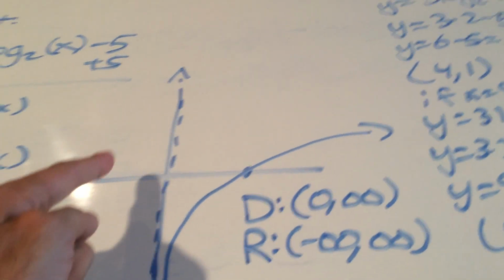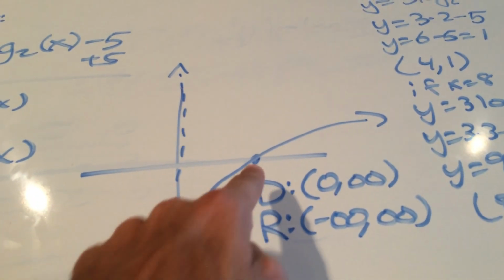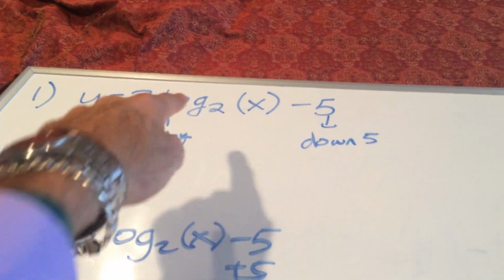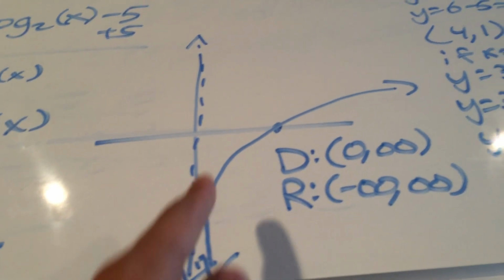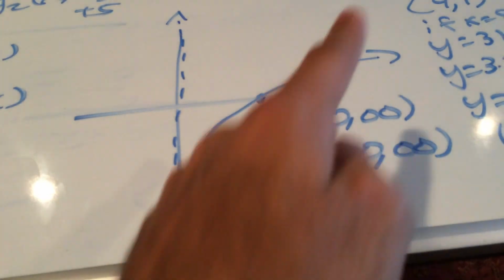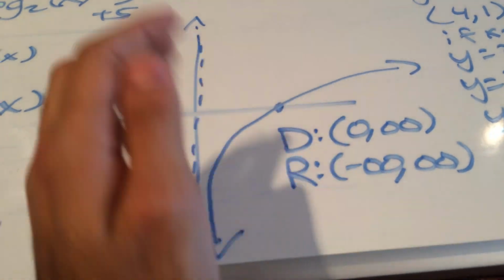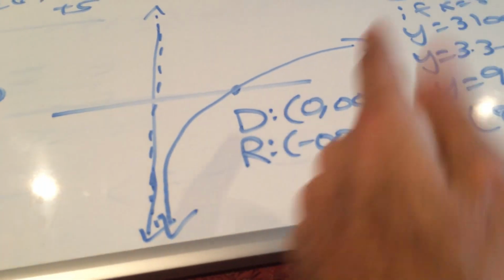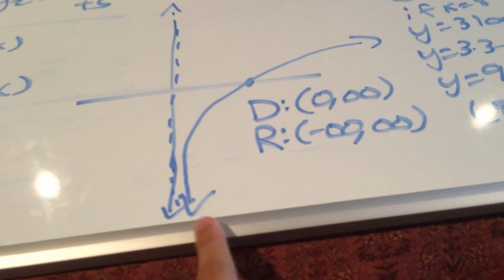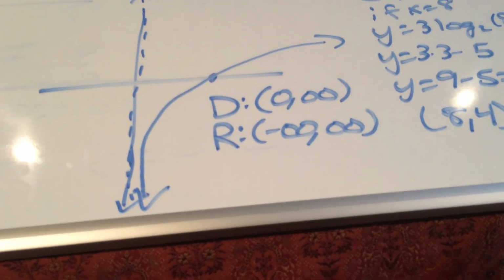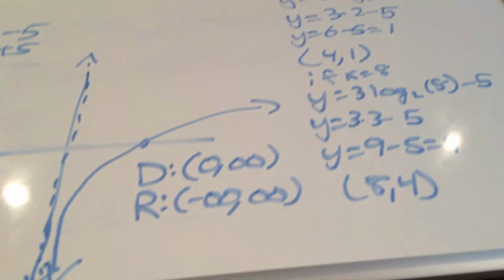So here's the asymptote, here's the x-intercept, and I do not see any negative signs, which means there's been no reflection. So the graph still looks like usual, from downstairs to upstairs. The domain, 0 to infinity, asymptote is 0, graph goes right, so 0 to infinity. Range, negative infinity to infinity.